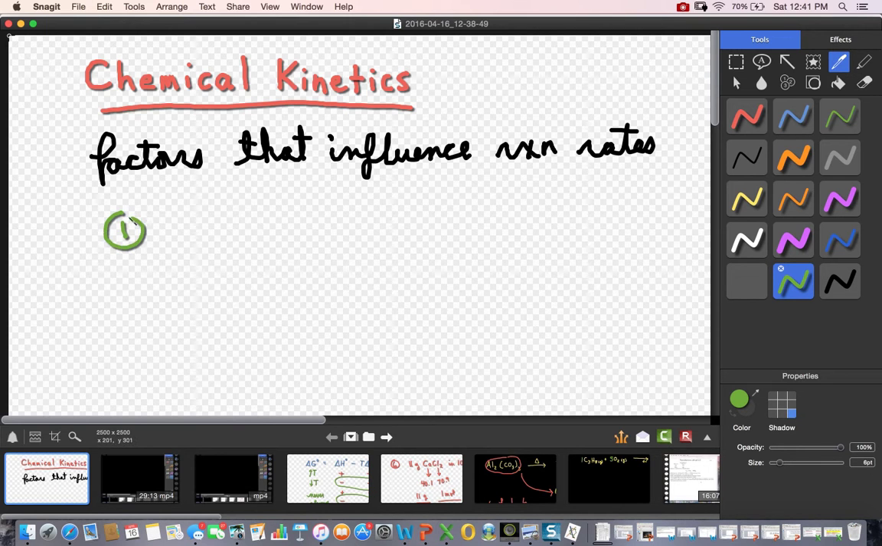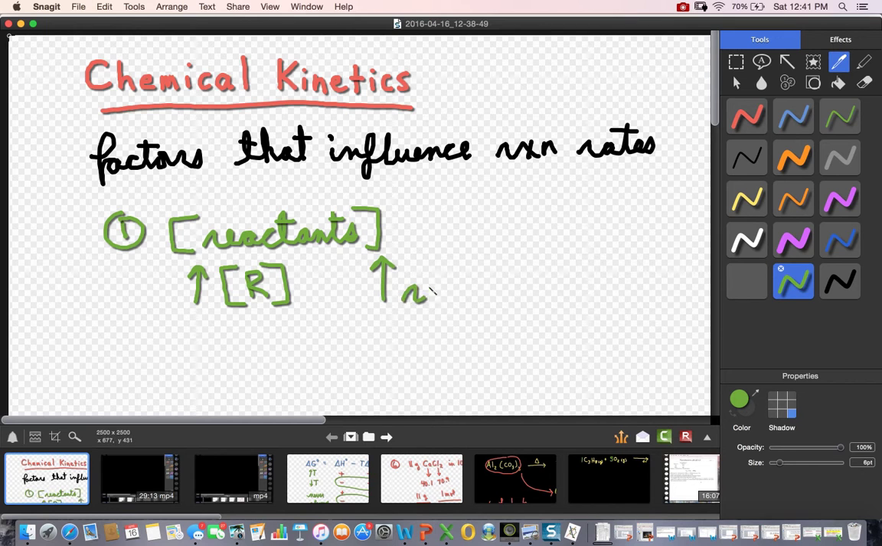Number one, the concentration of reactants. When I increase the concentration of reactants, I will increase the reaction rate. Now, this is pretty easy to see if you subscribe to simple collision theory. So the idea in chemical kinetics is that if I change a factor that will result in more collisions between reactants, I will increase the rate at which reactants are converted to products.